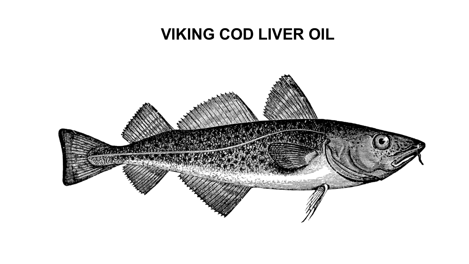So cod liver oil was originally made by Vikings. Cod store their oil in their livers, probably because they can more easily shuttle oil over to their eggs for reproduction. And I should note that sperm cells and egg cells are probably the highest in omega-3 fatty acids after brain cells. So it's very much tied up in reproduction.